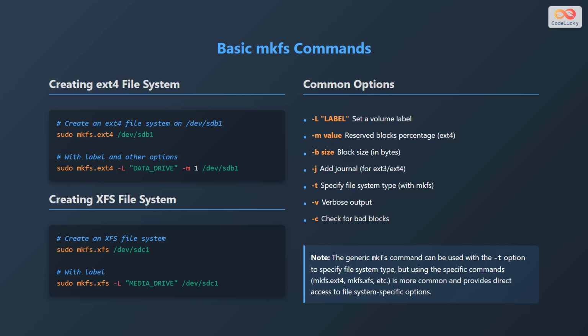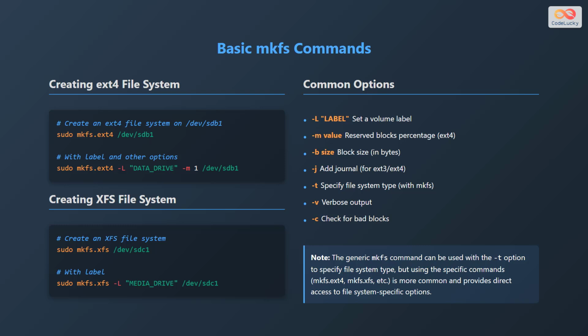To create an XFS file system, use the command sudo mkfs.xfs /dev/sdc1. To add a label, use the command sudo mkfs.xfs -L media_drive /dev/sdc1. Here are some common options used with mkfs commands.